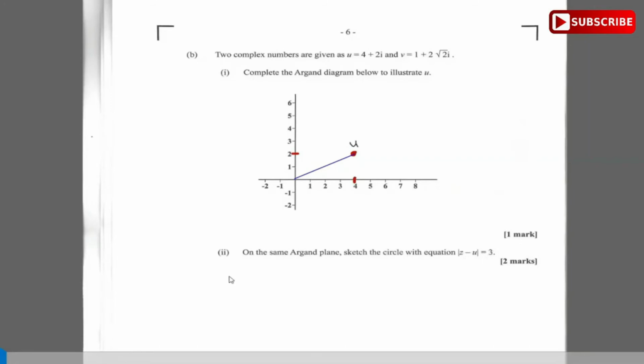If we're sketching this circle, the first thing I want to know is where is the circle? z minus u is z minus (4 plus 2i). So this is what we're sketching, and that is equal to 3. That means the radius of the circle is 3. So I'm going to go 3 units across to 7, and 3 units below, which is minus 1. The circle is going to go through minus 1 here. 3 units across the other way, it's going to go through 1, and 3 units above 2 is 5. And so the circle passes through these points.